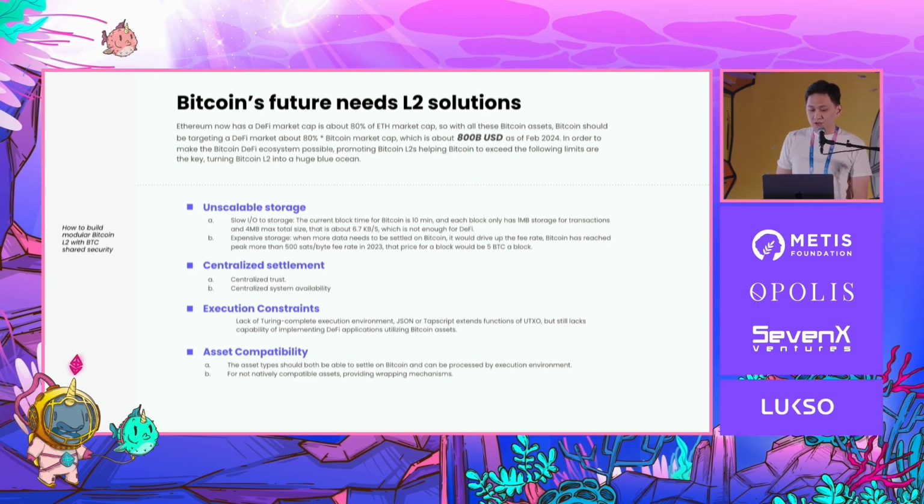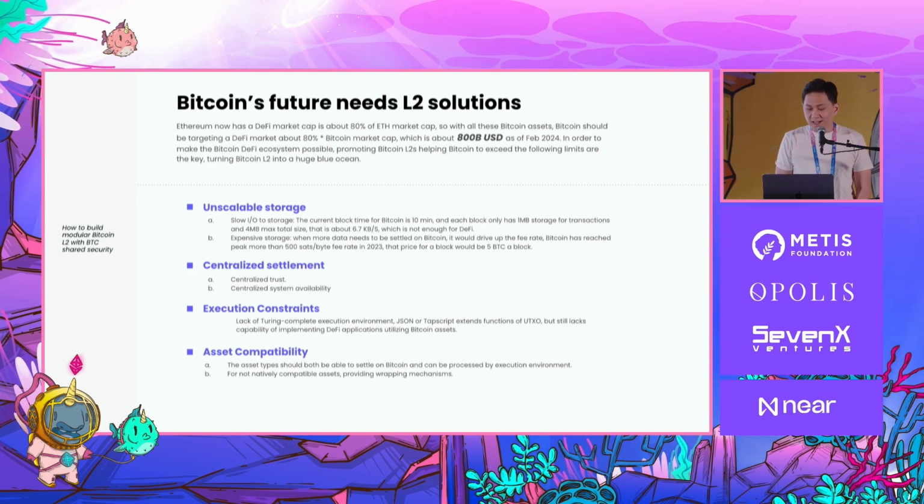And also, two, the centralized system availability is also a problem. If there's only a very limited number of nodes providing services and they are down, the entire service is down, or all the business activity on top of it is down as well. That's also not something ideal.